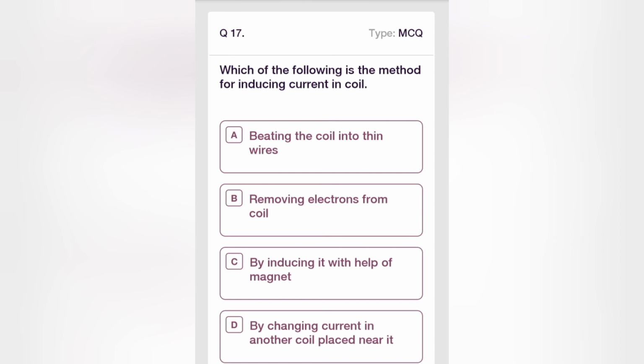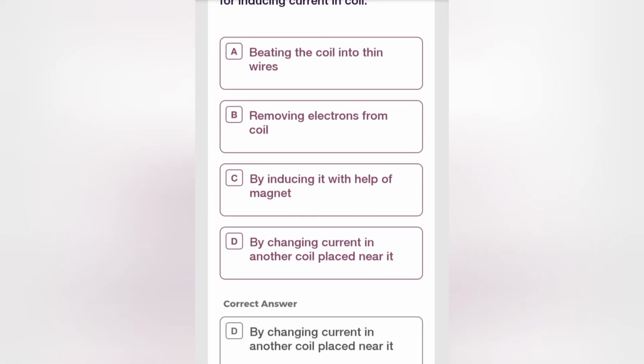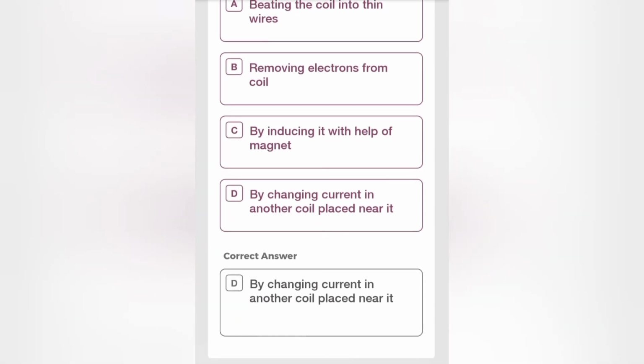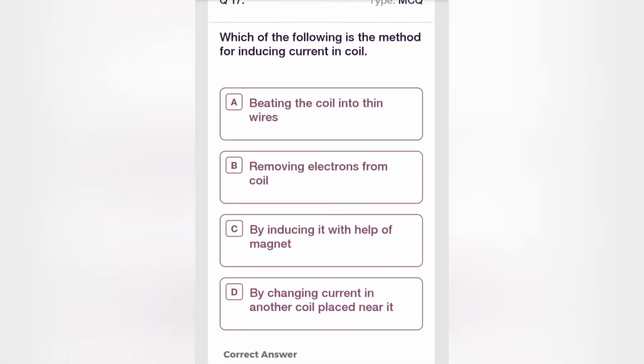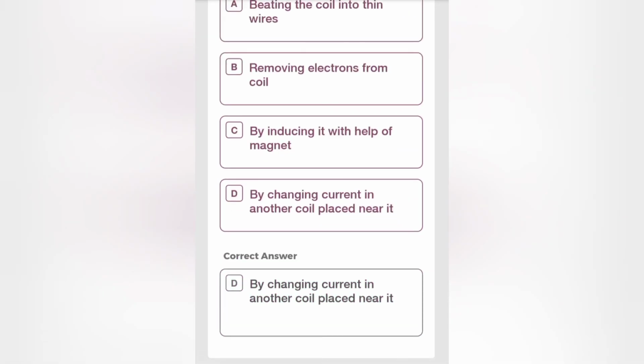By changing the current in another coil placed near it, we will get induced EMF or induced current. How will we induce it with the help of a magnet? By moving it. We have to move the magnet, only then the EMF will be induced. So options A, B, C are wrong. Option D is the correct answer. By changing the current in another coil placed near it, induced current will be produced in the coil. Clear?